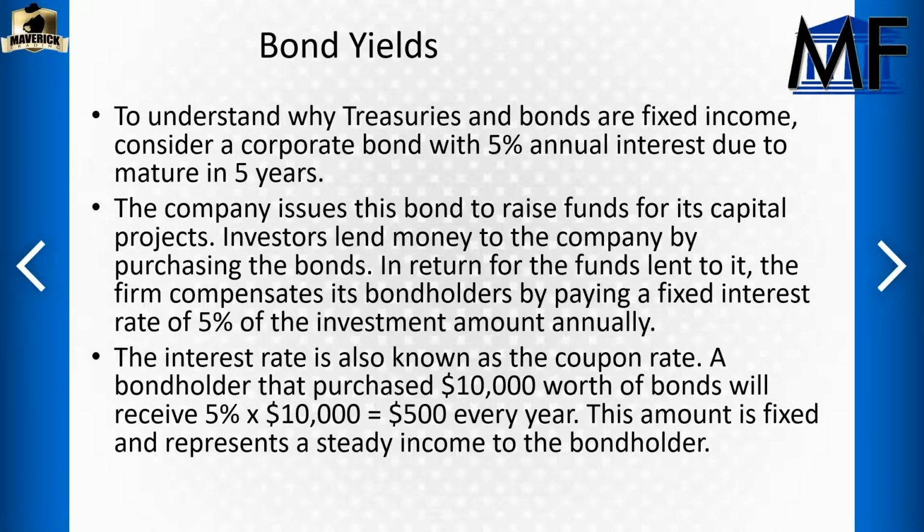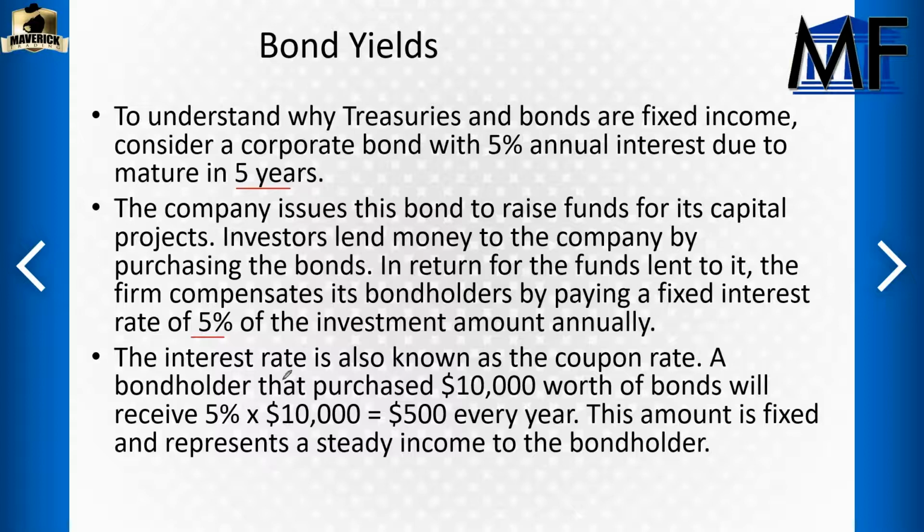So let's understand why treasuries and bonds are fixed income. Think about a 5% annual interest rate that's due to mature in 5 years. So this investor is going to collect 5% annually for 5 years, and then at the end of the 5 years, they should get paid back the amount of money that they had invested in that bond, right? So the company issues this bond to raise funds for capital projects, whatever it is. The company has a reason they wanted to borrow this money. Investors lend money to the company by purchasing the bond, and then they're told they'll collect 5% annually.